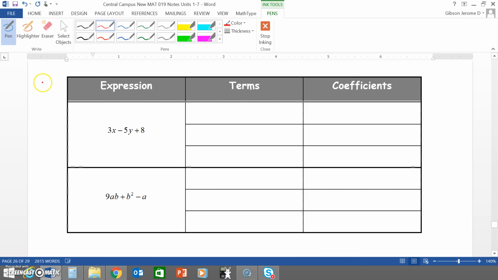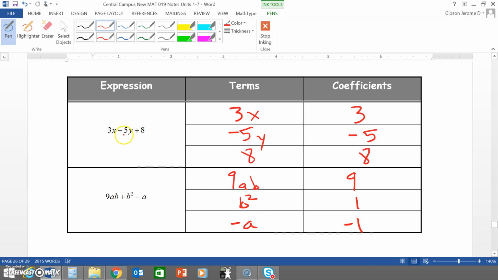Okay, now we have the expression 3x minus 5y plus 8. The terms are 3x, negative 5y, and also 8. So now they're asking us for the coefficients. So it'll be 3, negative 5, and 8. Now we come here for these terms. The terms are 9ab, b squared, and negative a. And the coefficients are 9, 1, and negative 1.